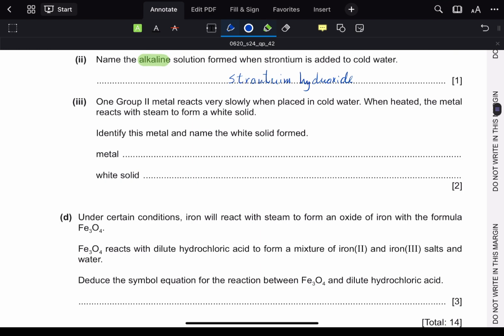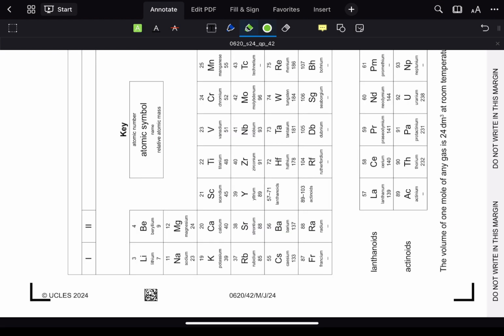Part 3. One group 2 metal reacts very slowly when placed into cold water. When heated, the metal reacts with steam to form a white solid. Identify this metal and name the white solid formed. We can refer to the periodic table for this question. And recall that the reactivity of group 2 metals increases as you go down the group, meaning that the elements at the top are the least reactive.